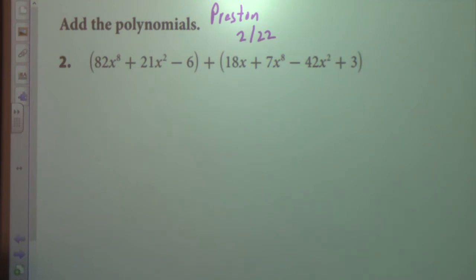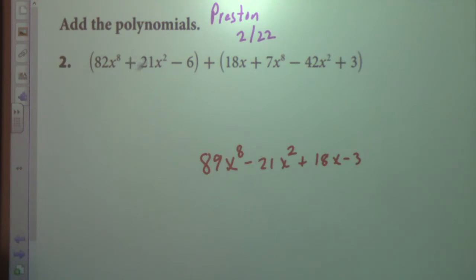Tell me what happened here, Preston. I got 89x to the 8th power, and then minus 21x squared plus 18x minus 3. Is that right?